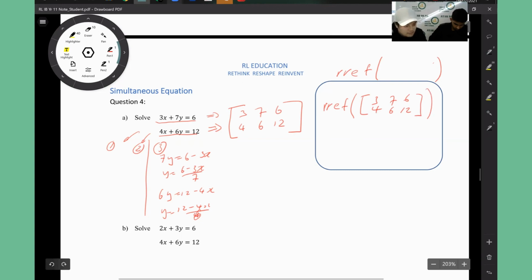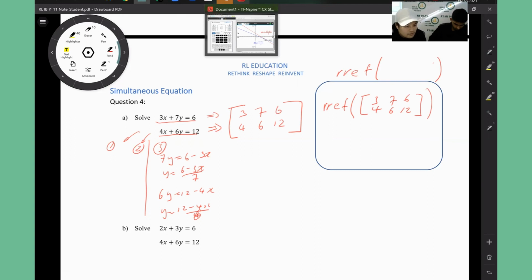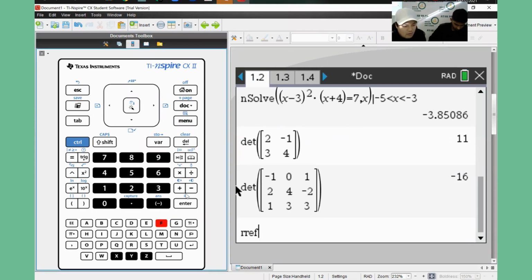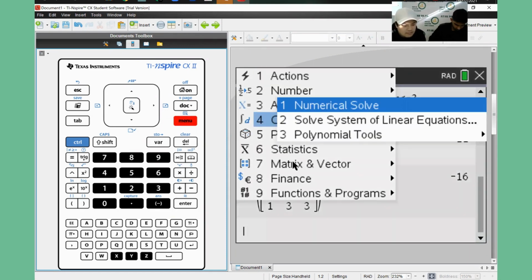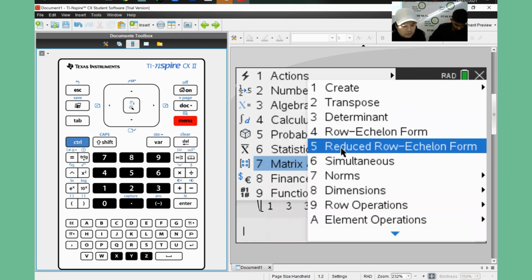RREF of this matrix. So you do the calculator. Go back to this one first. Where can I get RREF? You can type it, RREF. Or I forgot the name. Instead of typing it, it's in the matrix. Menu 7. Can you see the reduced row? This one. The menu 7.5.